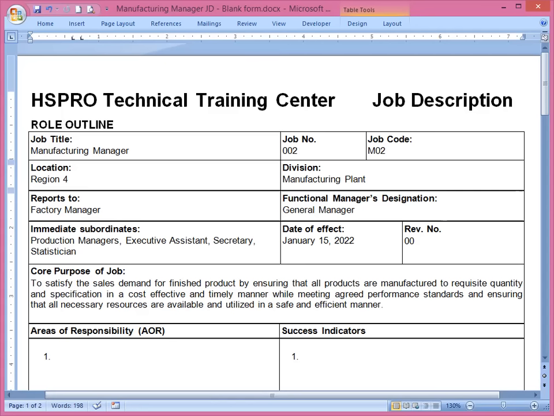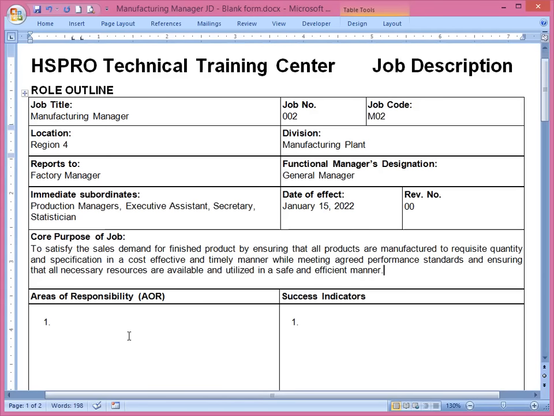So to satisfy the sales demand for finished product by ensuring that all products are manufactured to requisite quantity and specification in a cost-effective and timely manner while meeting agreed performance standards, ensuring that all necessary resources are available and utilized in a safe and efficient manner. It's quite a long sentence, but when you talk about core purpose of job, most of the sentences are really that long. So we have no complaint for that.